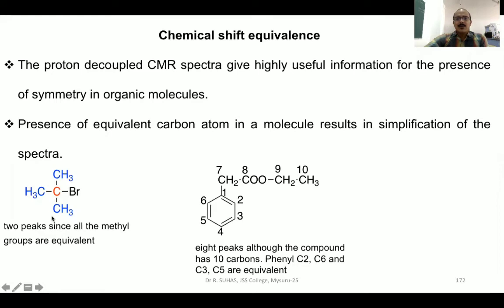Instead of 4, we are going to get only 2 because of the presence of symmetry in the molecule. So the presence of symmetry in the molecule can result in simplification of the complex spectrum.